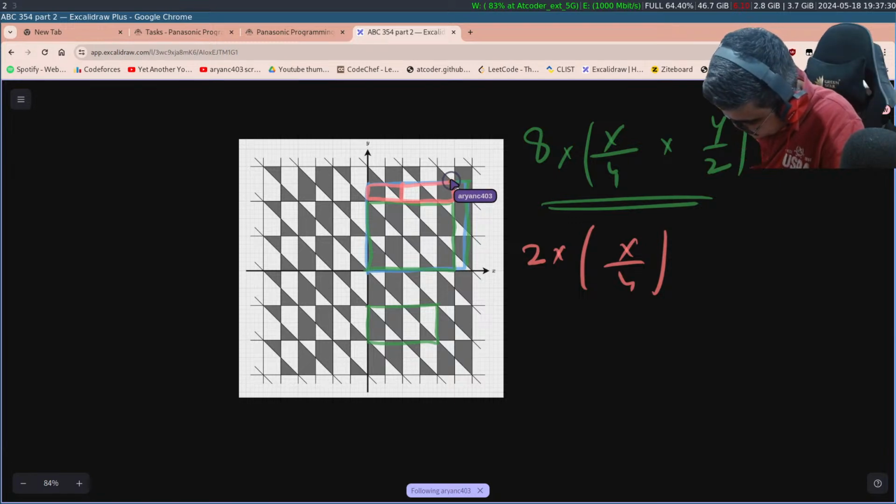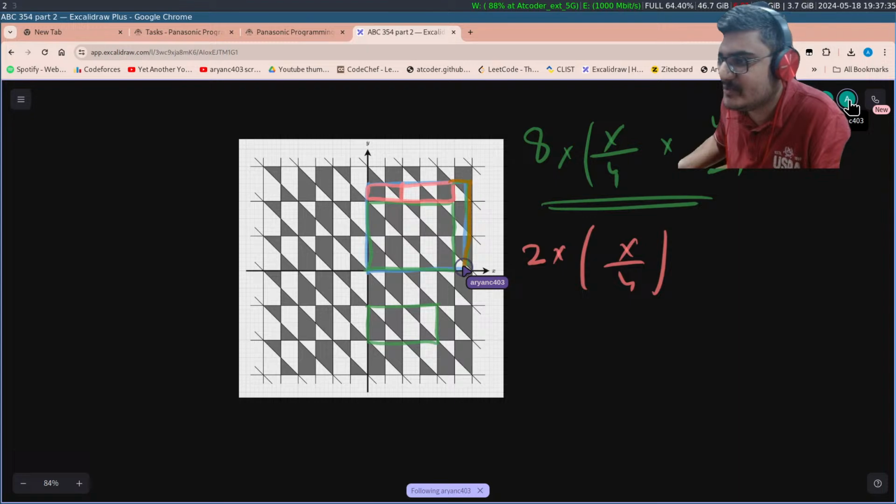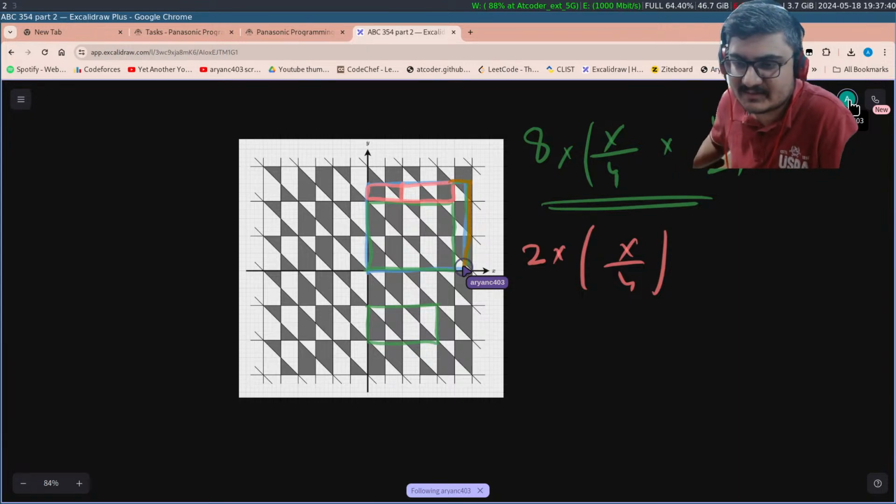Like now I am left with some strips here, like at max 3 such strips would be there. And I can uniquely look at the value of y and try to find the area.